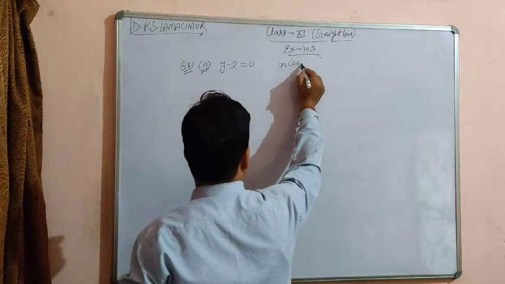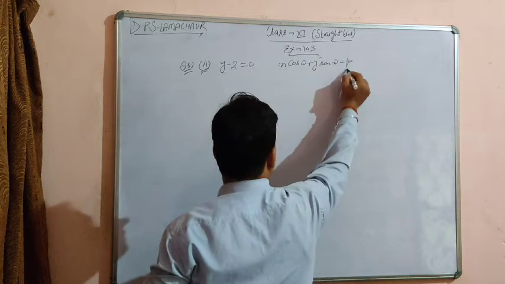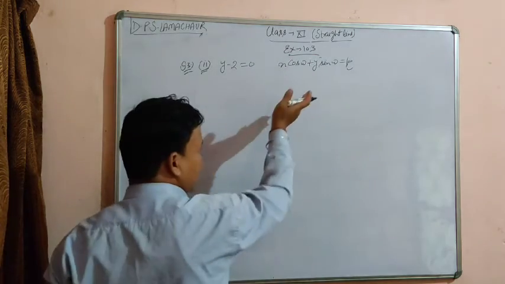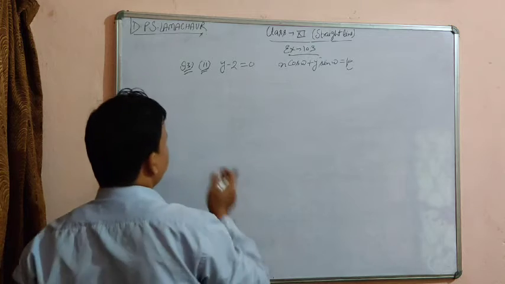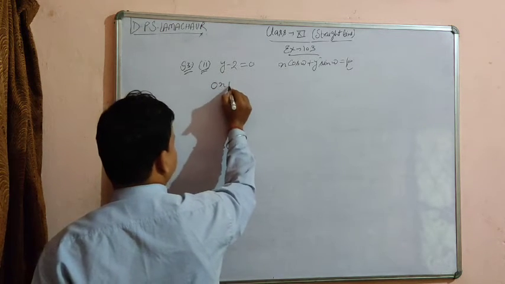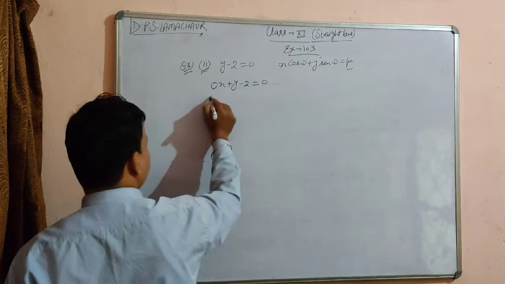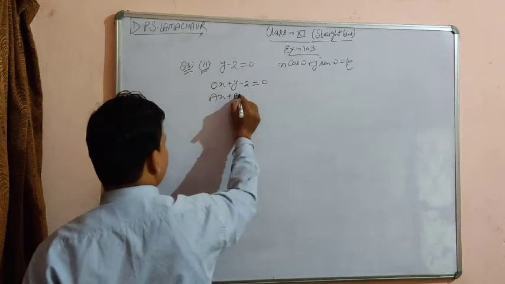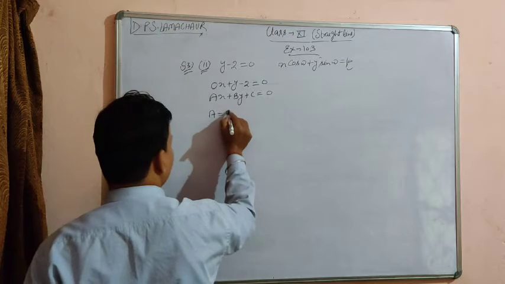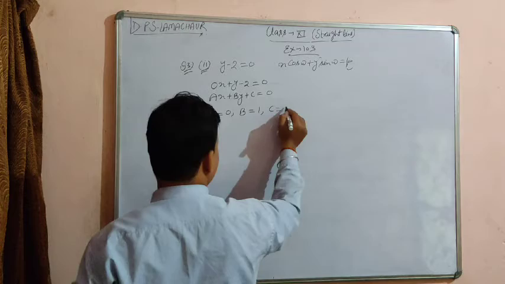x cos omega plus y sin omega equal to p, where p is the perpendicular distance and omega is the angle which the perpendicular makes with the positive direction of the x axis. So first we can write it like 0x plus y minus 2 is equal to 0. Now compare it with the general equation ax plus by plus c is equal to 0. So we get a equal to 0, b equal to 1, and the constant term is minus 2.